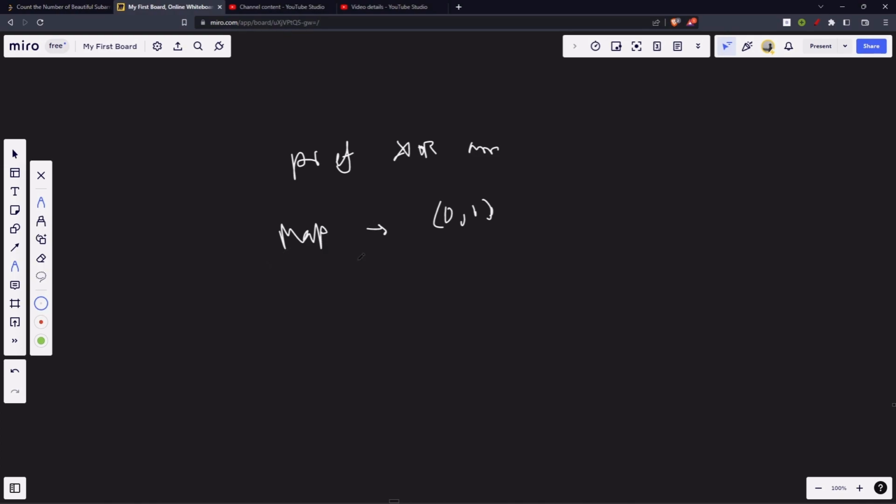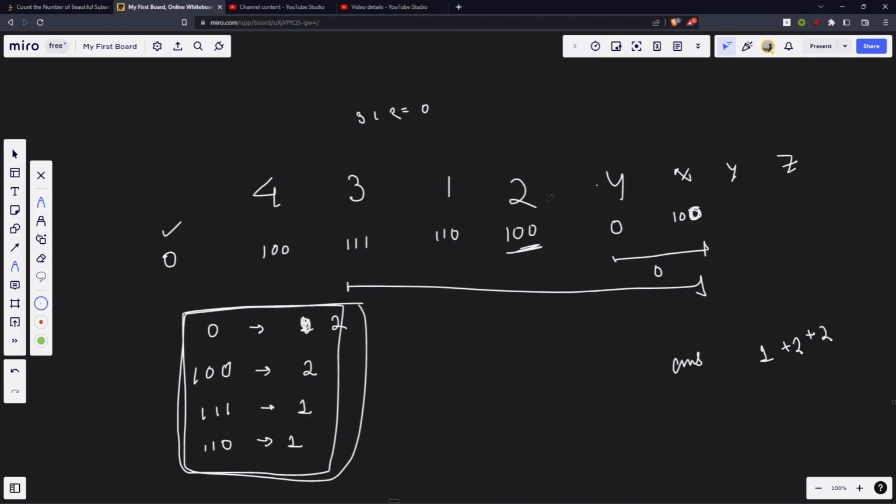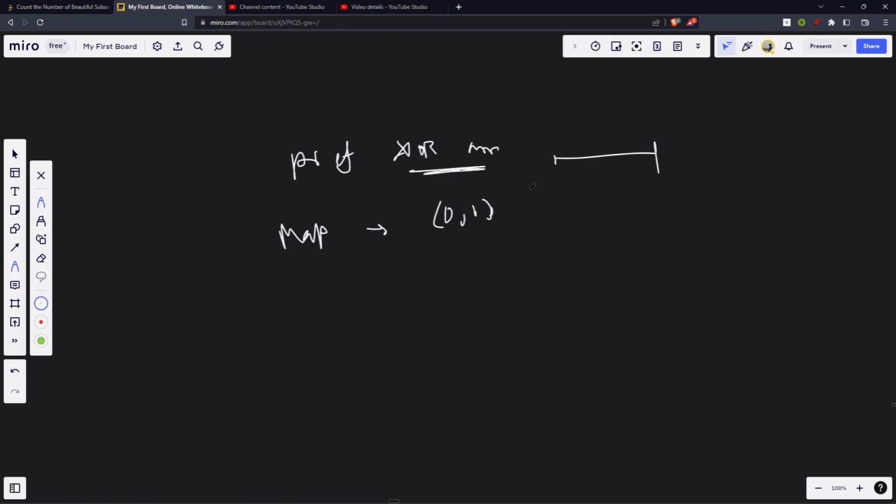Now we will iterate over our prefix XOR array. Okay. Now if we see that our prefix XOR was achieved in the past, that means we have got a subarray which gives us a 0. This, then this. Okay. Clear? So how many times? Say x number of times. So we will add that x to our answer. Okay. So pretty simple. Let's see the code now.